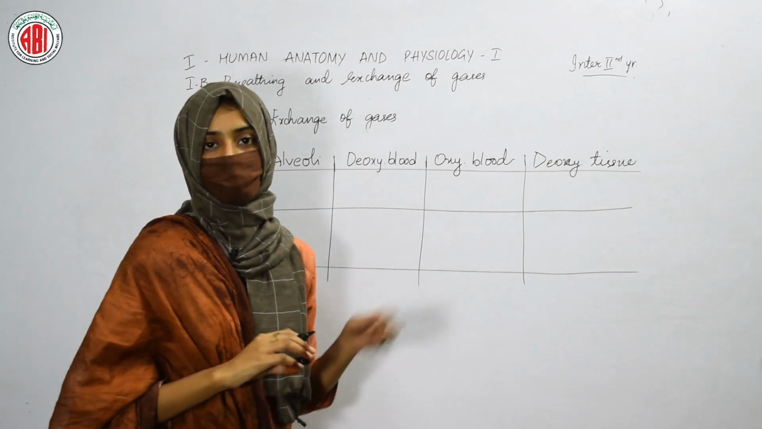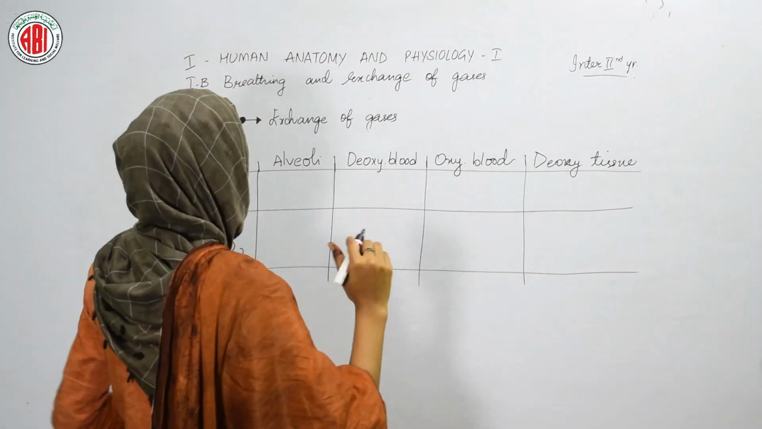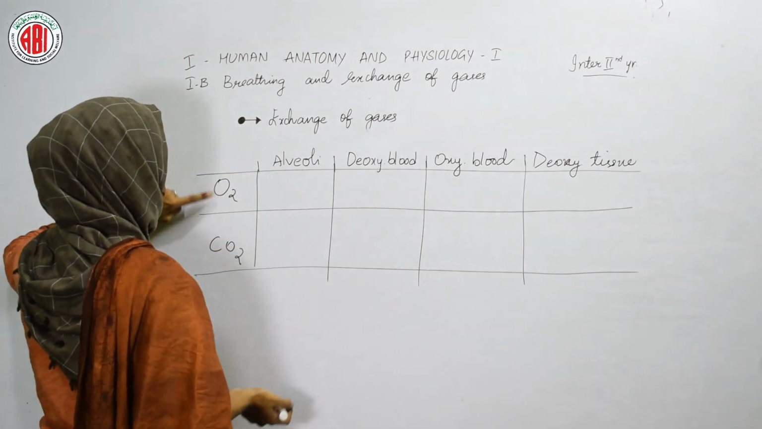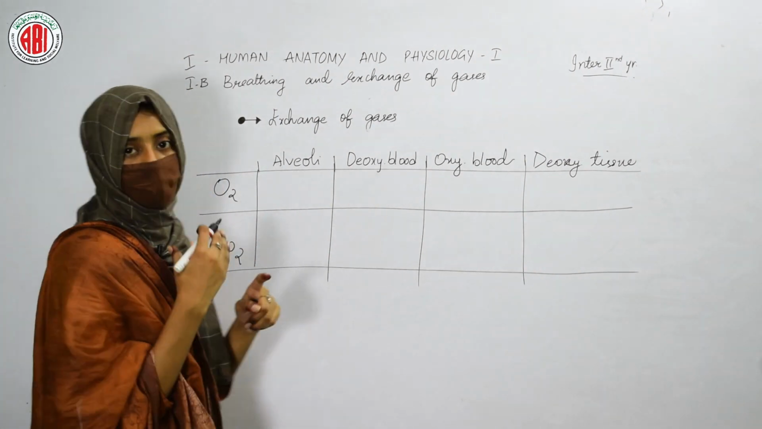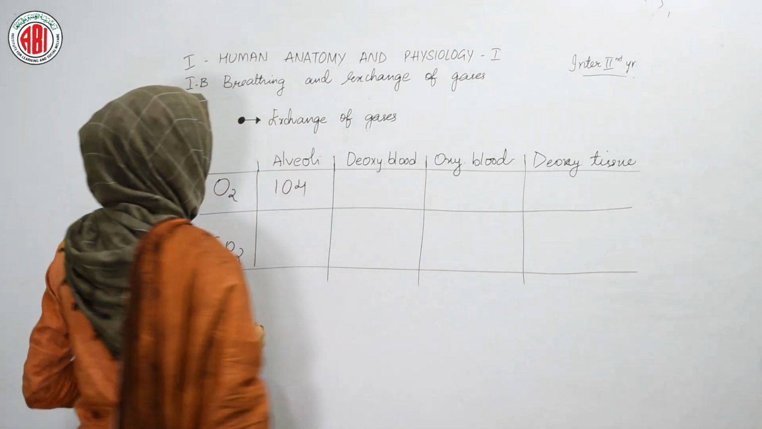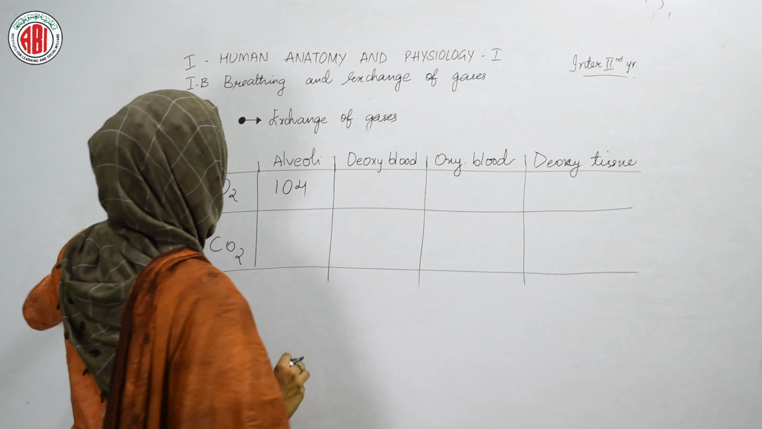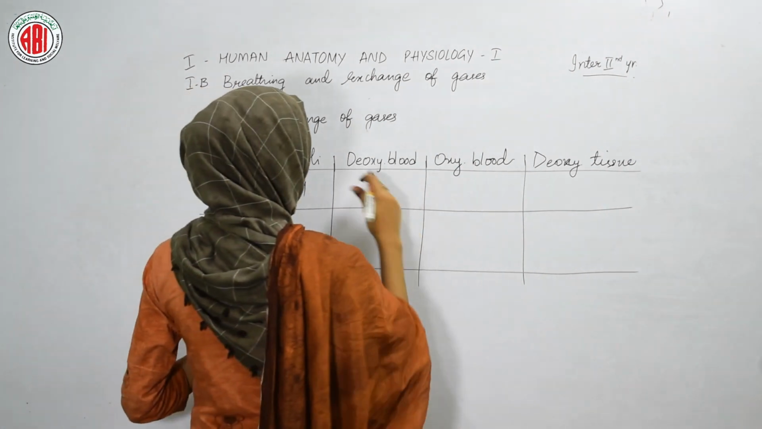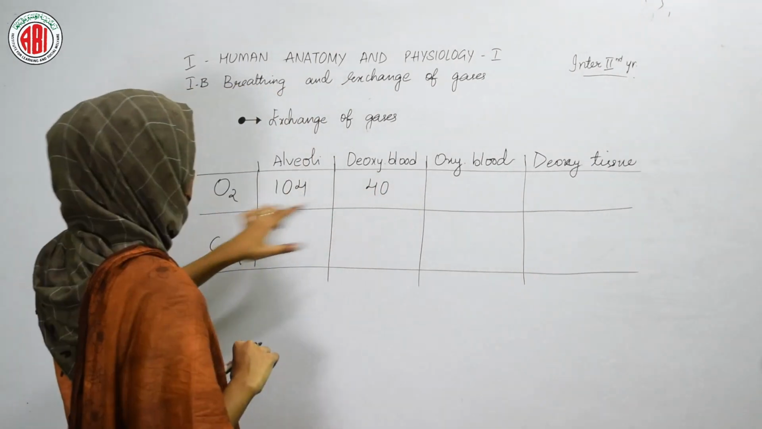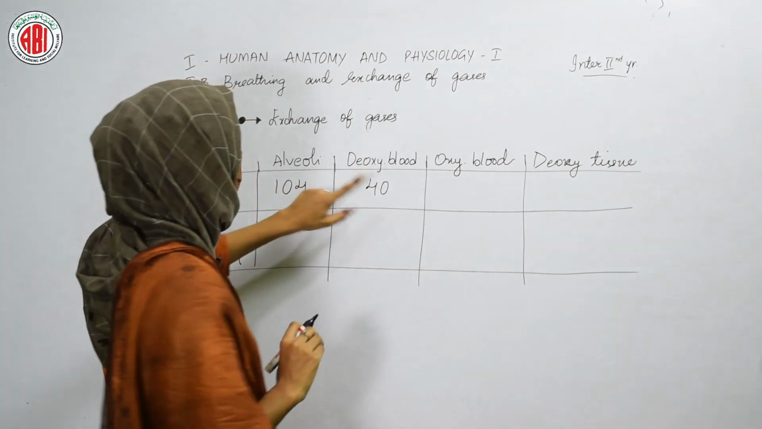Now let us see the values. Let us see how many mmHg of the different gases are found in these different parts in the process of respiration. So when we talk about the partial pressure of oxygen, it will be high in the alveoli, and the value is given as 104. So 104 mmHg of oxygen is found in the alveoli. But when we see the concentration of oxygen in deoxygenated blood, the minimum partial pressure of oxygen is 40. Minimum partial pressure of all the gases will always be 40.